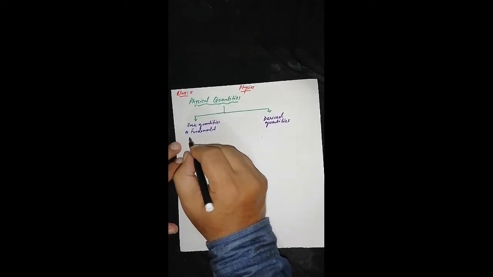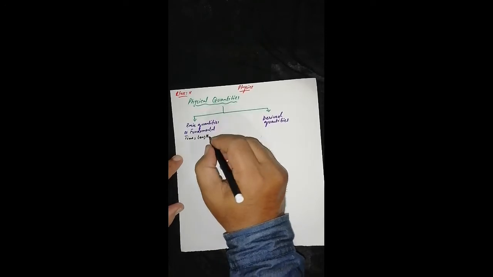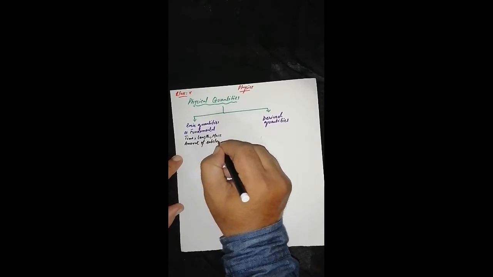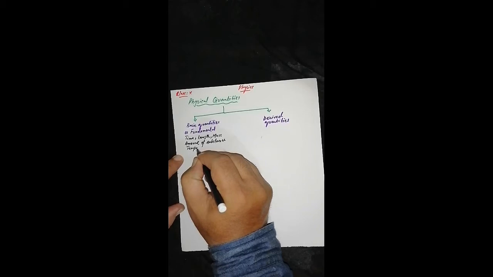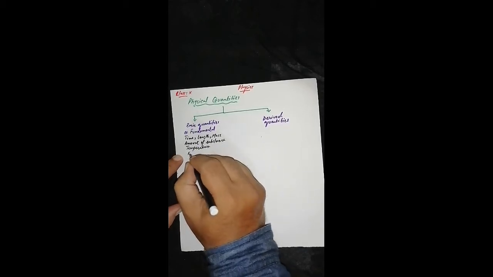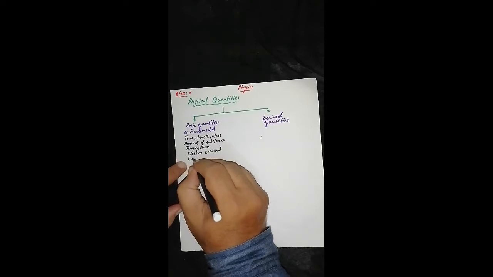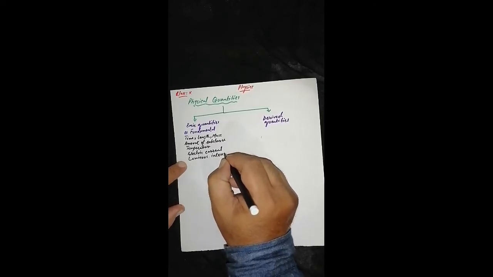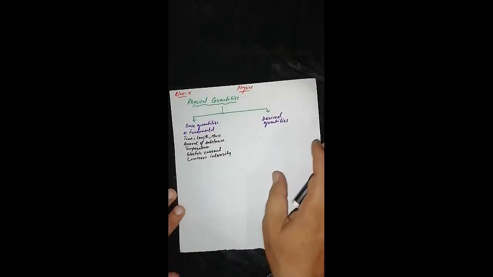And those seven quantities are time, length, mass, amount of substance, thermodynamic temperature, electric current, luminous intensity. So these seven are called basic or fundamental quantities.